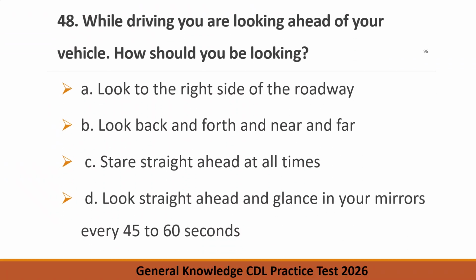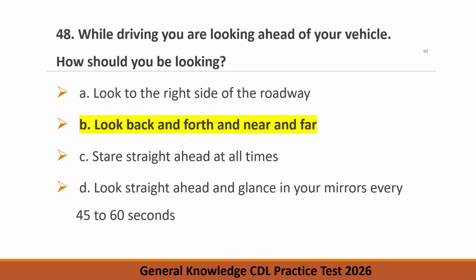48. While driving you are looking ahead of your vehicle. How should you be looking? A. Look to the right side of the roadway. B. Look back and forth and near and far. C. Stare straight ahead at all times. D. Look straight ahead and glance in your mirrors every 45 to 60 seconds. Answer, B.